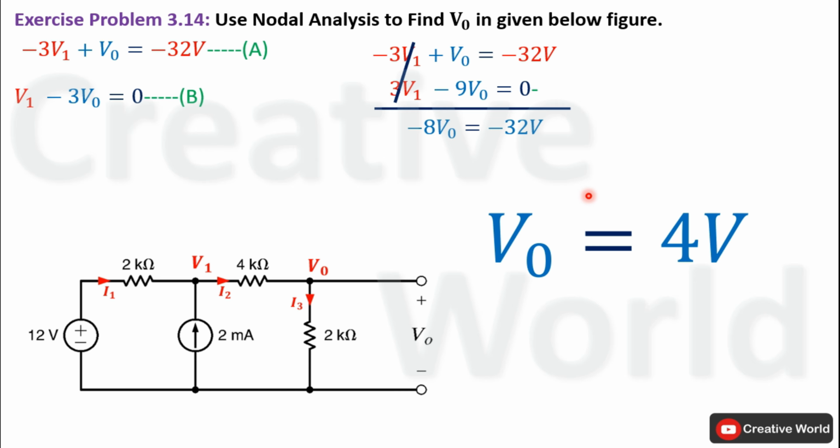So the value of voltage V0 in this network across this 2 kilo ohm resistance with this polarity is equal to 4 volt.